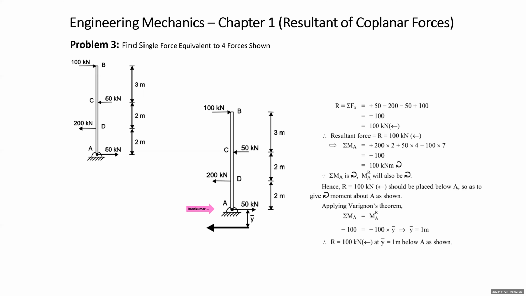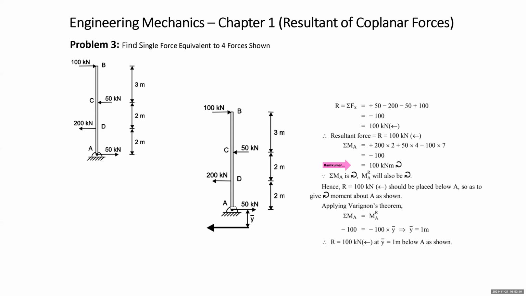Come to this side. Yes. Moment of 50 about A is 0. 200 will try to rotate this bar about axis through A in anti-clockwise. 200 into 2. 50 into 4 anti-clockwise. 100 will try to rotate the bar about an axis through A in clockwise direction. So minus 100 into 7. So kitna aaya? Minus 100. Minus 100 means what it is? Clockwise. So since sigma MA is clockwise, moment of resultant about A will also be clockwise.